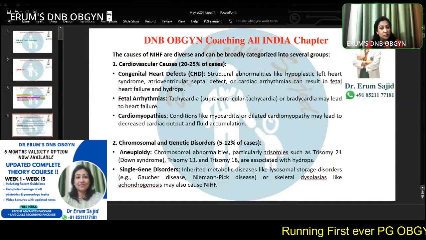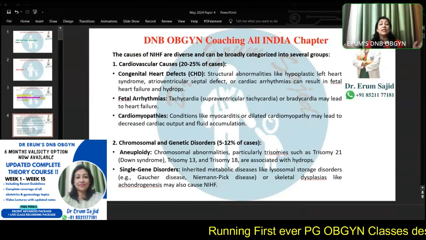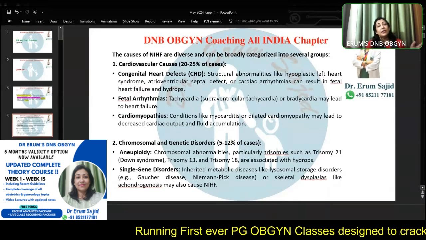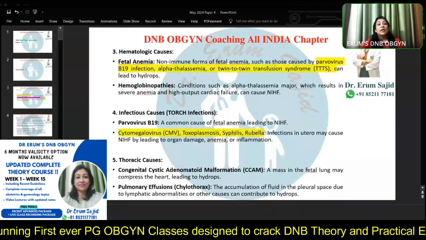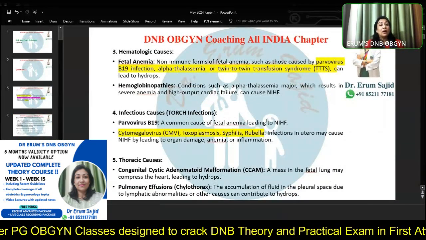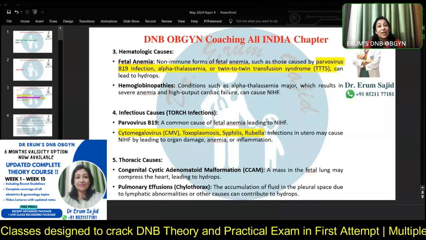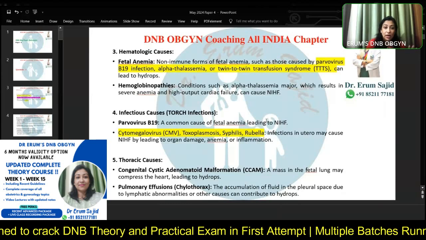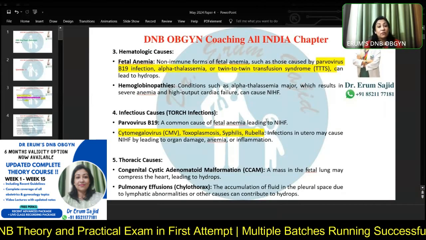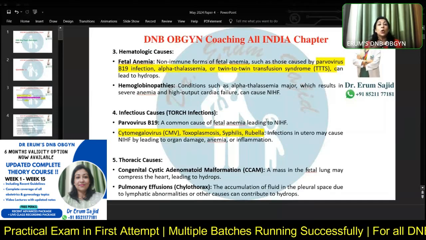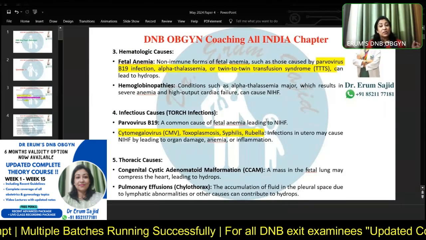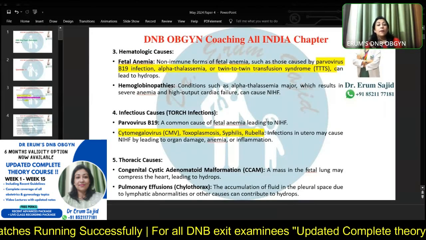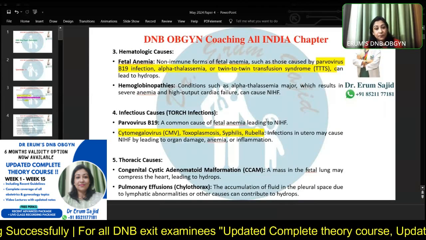Apart from that, you have certain chromosomal abnormalities like all the trisomies. They do cause it. Single gene disorders like Gaucher's disease and Niemann-Pick disease cause non-immune hydrops, and skeletal dysplasias like achondrogenesis. Then hematological causes you must be knowing, anemia in any form, right? Because of parvovirus, alpha thalassemia, twin transfusion syndrome can cause hydrops. Then you have certain infections: apart from parvovirus, you have CMV, toxo, syphilis, rubella. They are all causes for hydrops, and obviously all of them are non-immune, because immune hydrops is through RH isoimmunization, correct? Then thoracic causes like CCAM or chylothorax.